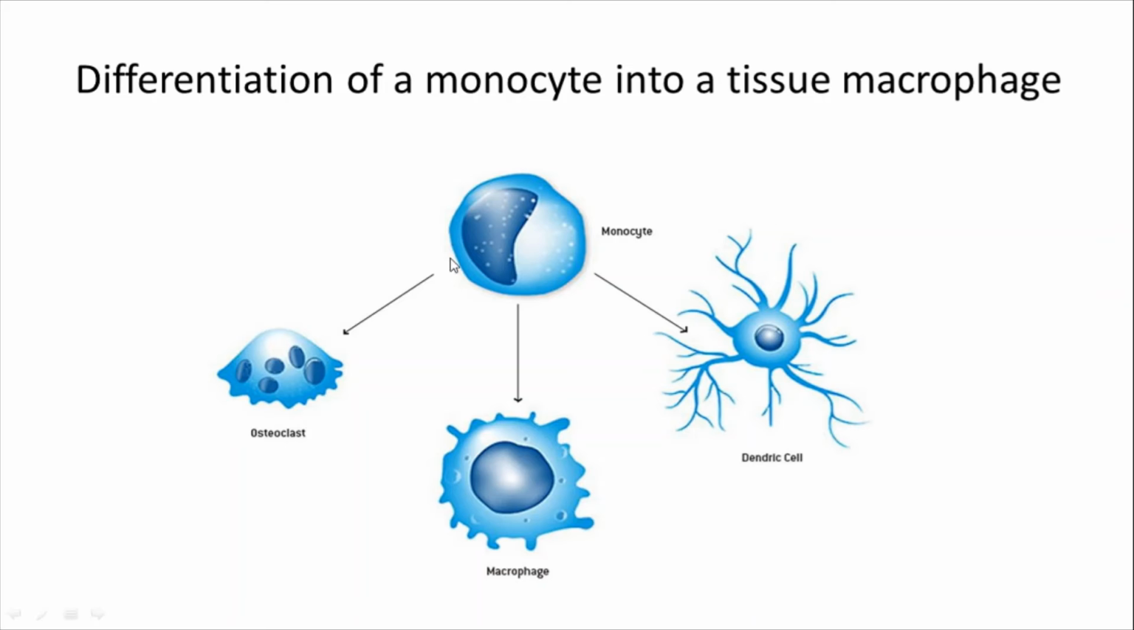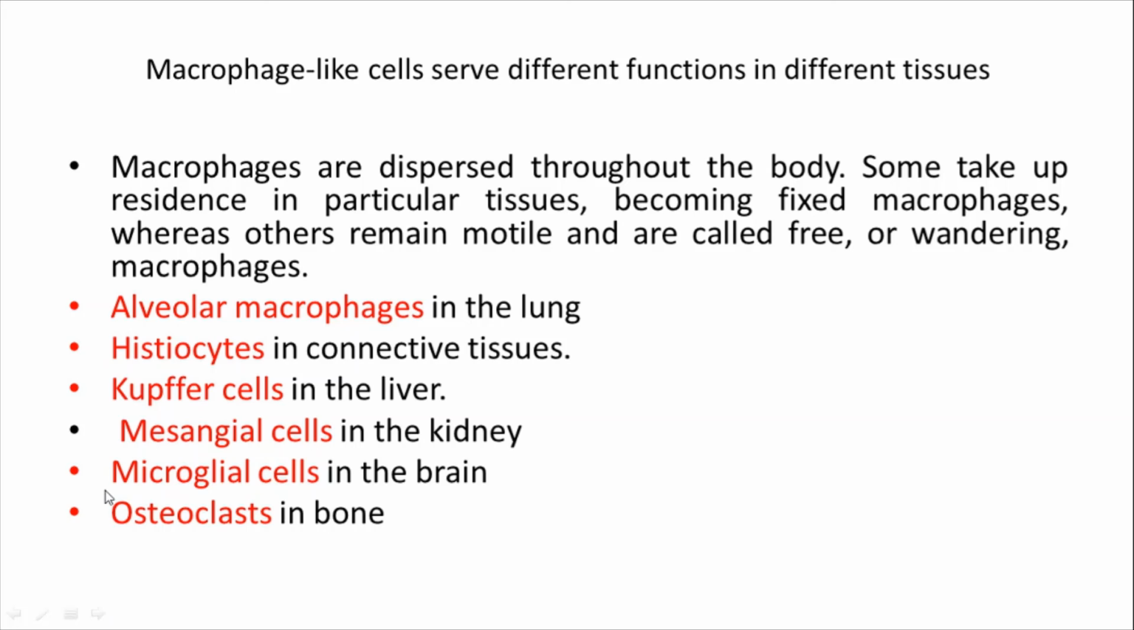This is the basic differentiation. This is called monocyte, and it mainly differentiates into macrophages. Sometimes it differentiates into osteoclasts, sometimes into dendritic cells. You know very well, this was already told: alveolar macrophages in the lung, histiocytes in connective tissues, Kupffer cells in the liver, mesangial cells in the kidney, microglial cells in the brain, osteoclasts in the bone marrow.